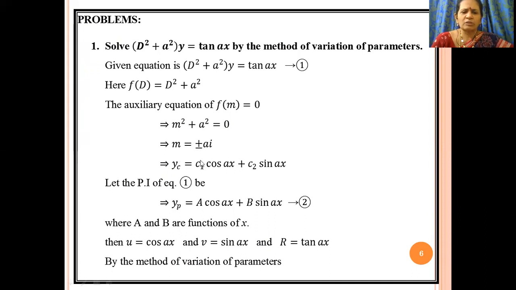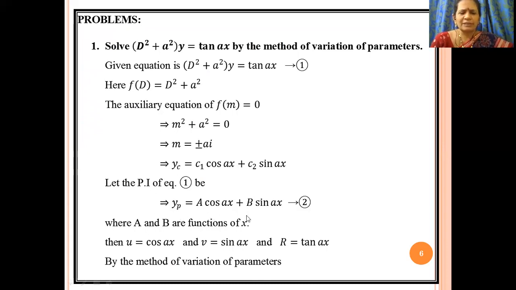If m is equal to plus or minus ai, then the complementary function is given by yc is equal to c1 cos ax plus c2 sin ax. Here a is nothing but a only; no real part is taken. So here the roots are plus or minus ai, so according to that the complementary function formula is this one. After writing the complementary function, go to the particular integral.